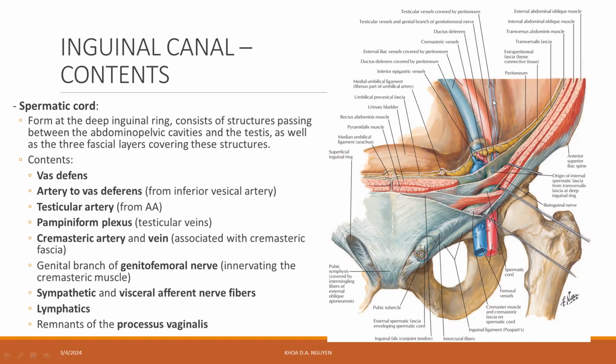So as you can see, the spermatocord contains many, many structures, and some of them are functionally important. Okay, the vas deferens is very important. Okay, the artery to vas deferens as well as the testicular artery are important. Pampiniform plexus also important, and all sorts of important nerves like genitofemoral nerve and the sympathetic and visceral afferent nerve.